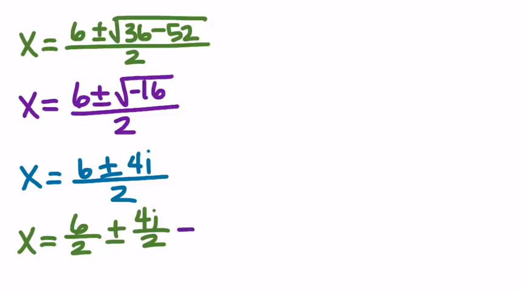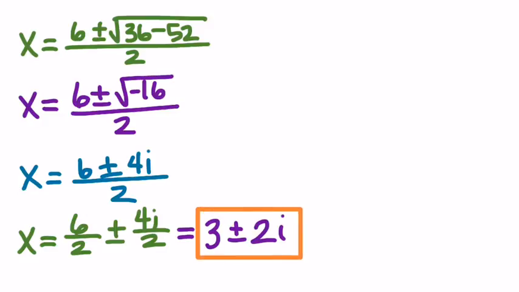So we know that 6 divided by 2 is 3, plus or minus 4i divided by 2 is going to be 2i. So in this case, since this is an imaginary number, we're going to leave it just like this, 3 plus or minus 2i. We can't do anything else with that. So remember, anytime you have a negative underneath the radical, that's going to bring an i outside, and then continue from there.